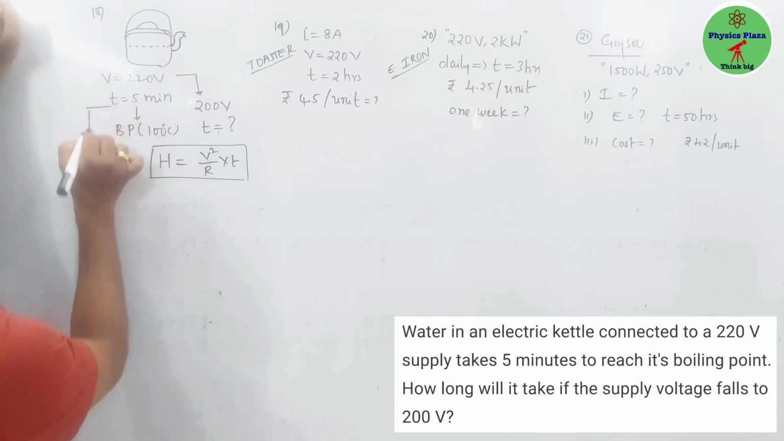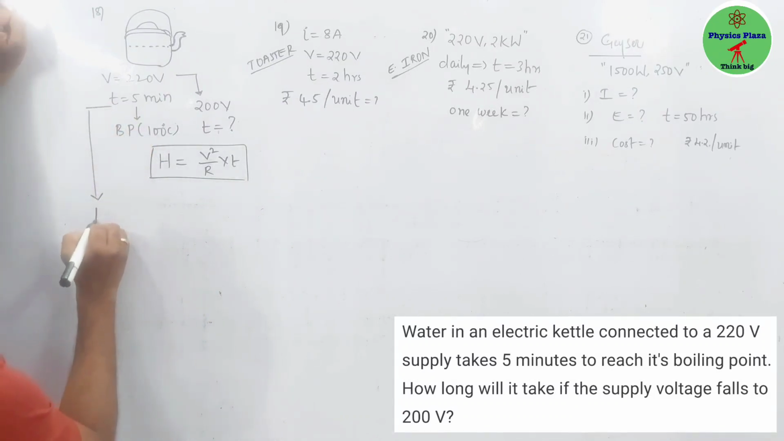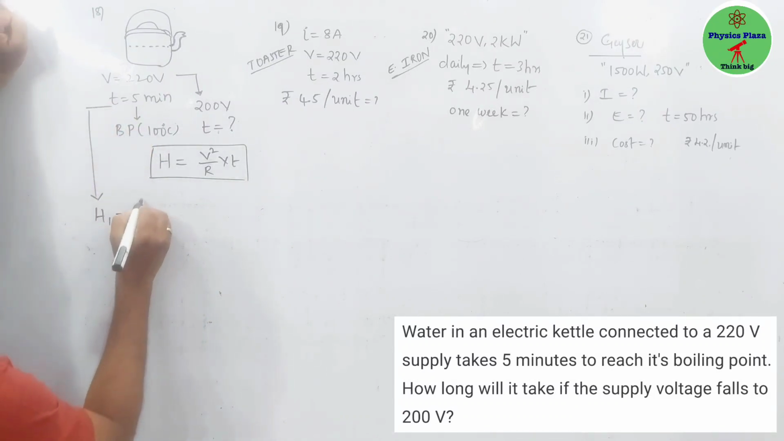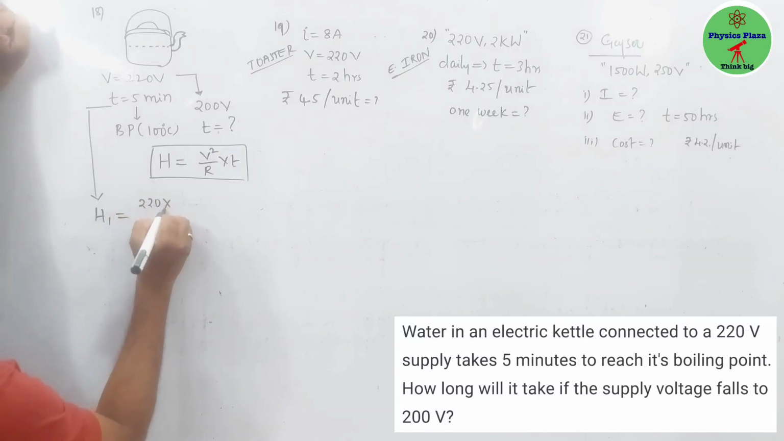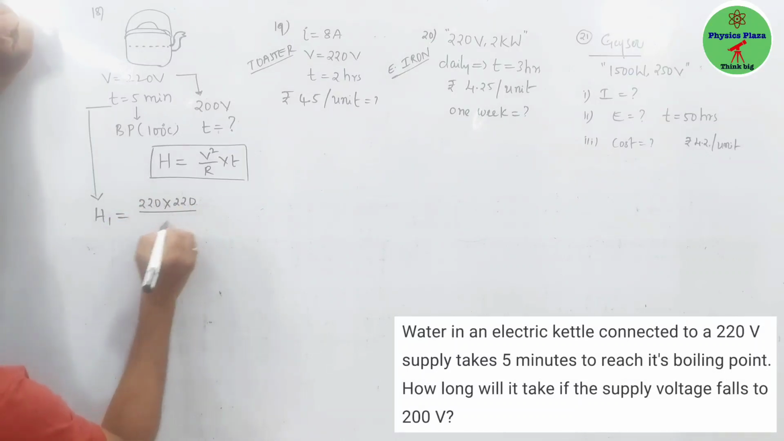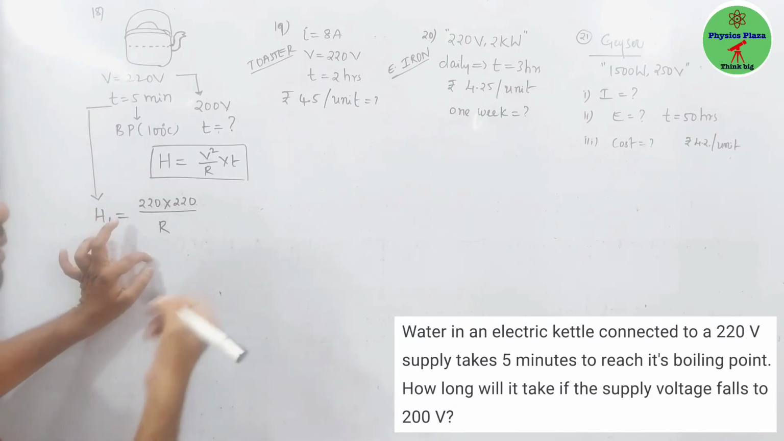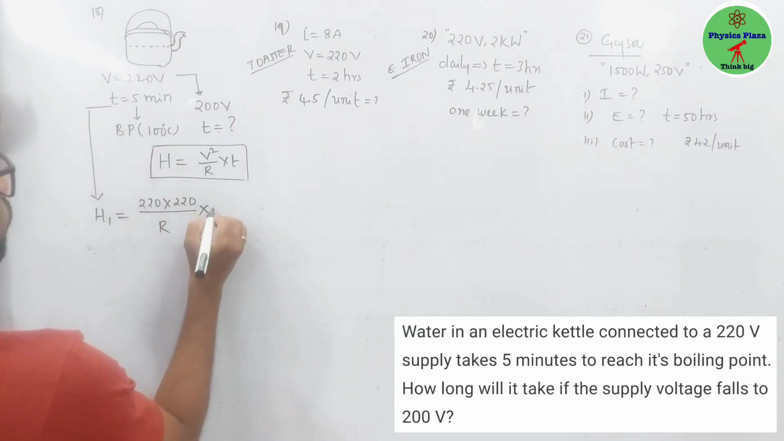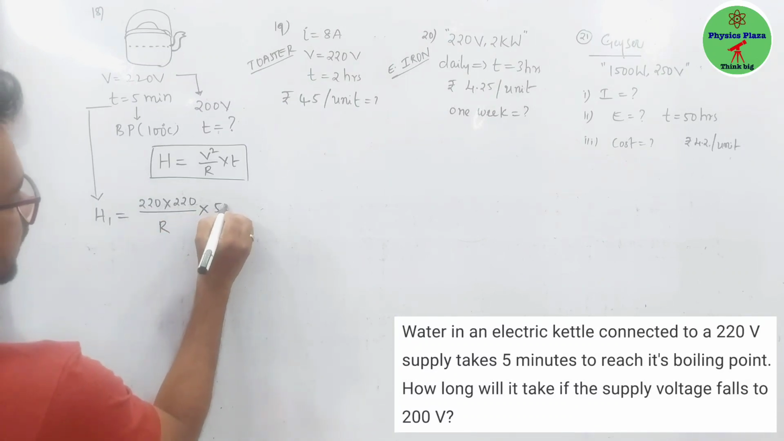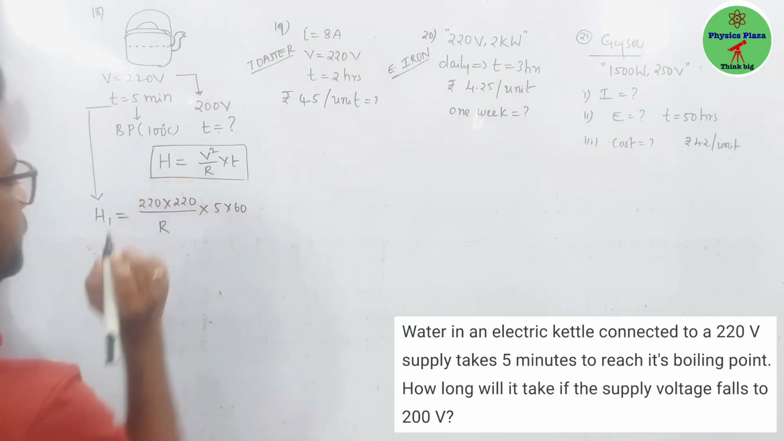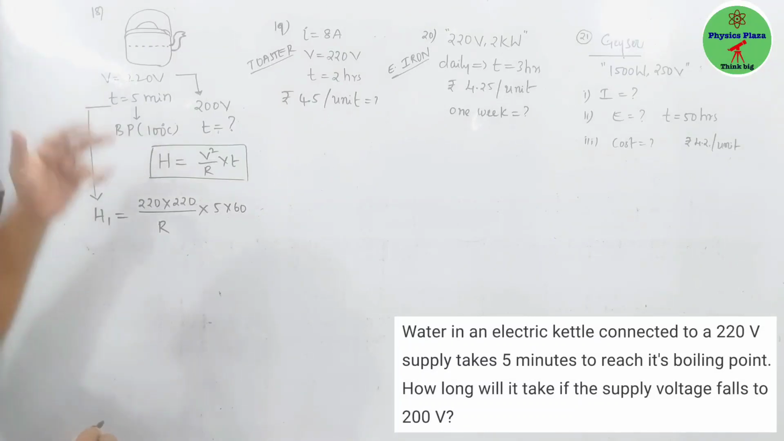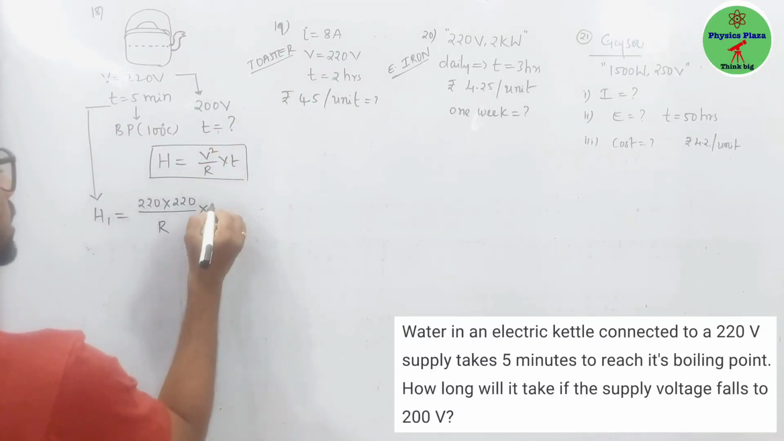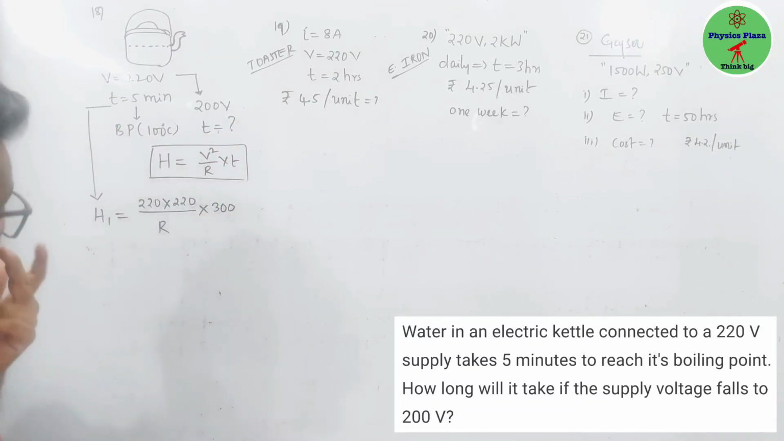So for case 1, first let us apply, children, here. H1 is equal to 220 into 220 by R, because in both cases the same kettle resistance will be same. Now into time, how much? 5 minutes. So 5 into 60, this is 300 seconds. That is H1.